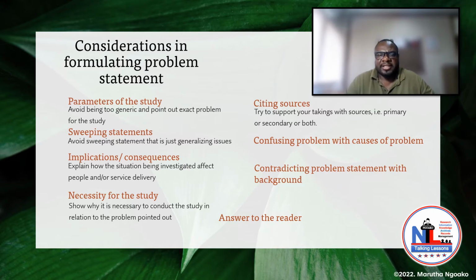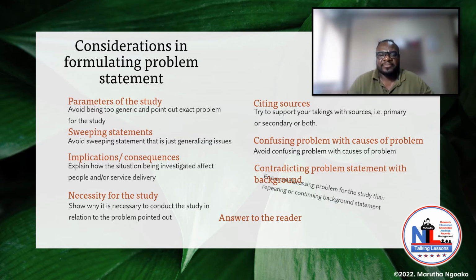And the other thing that you need to consider is confusing the problem with the cause of the problem. These are two different things, and they need to be clear to the readers. Avoid confusing the problem with the cause of the problem. So in your discussion, you must point out the main problem of the study, and then you may discuss in support of it what might be the causes, what you suspect to be causing the problem, so that the readers can understand and flow well with your study.